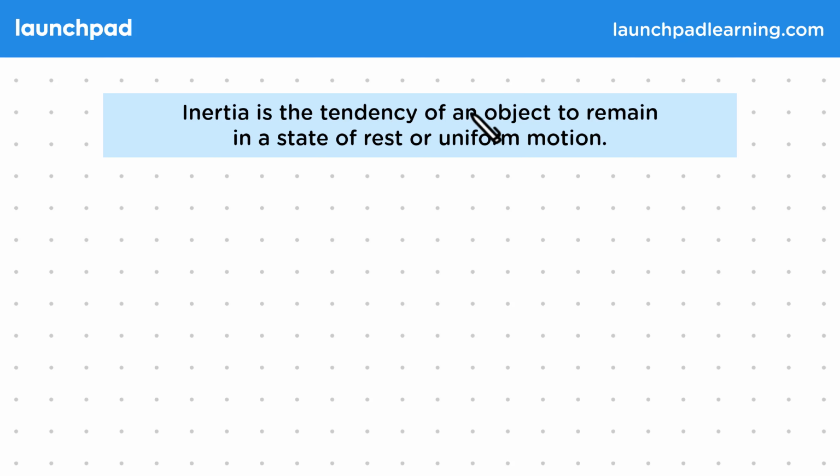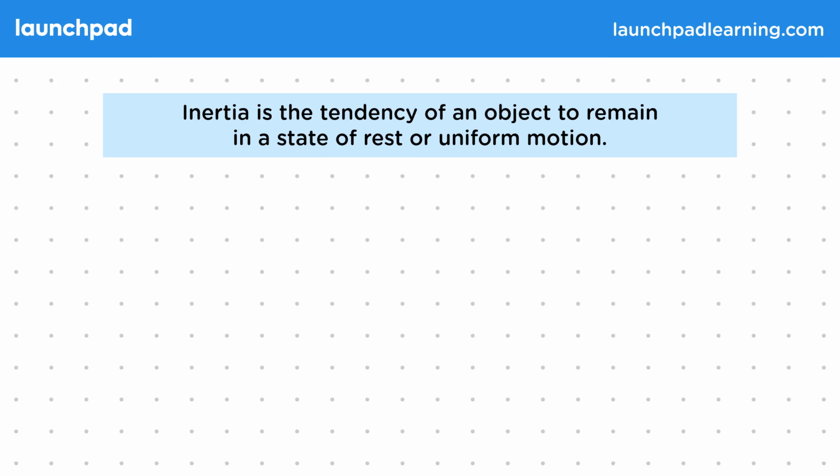Inertia is the tendency of an object to remain in a state of rest or uniform motion. Now, by state of rest, we mean an object that's not moving, and by uniform motion, we mean it isn't changing its velocity. This lack of change is why we use the term inertia, which is Latin for inactivity.